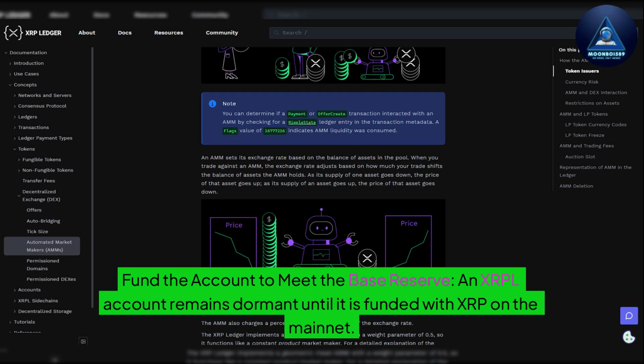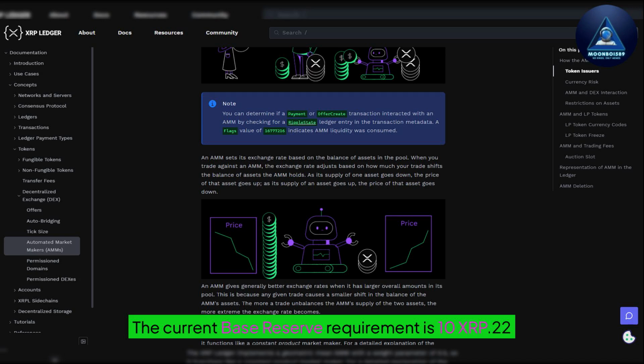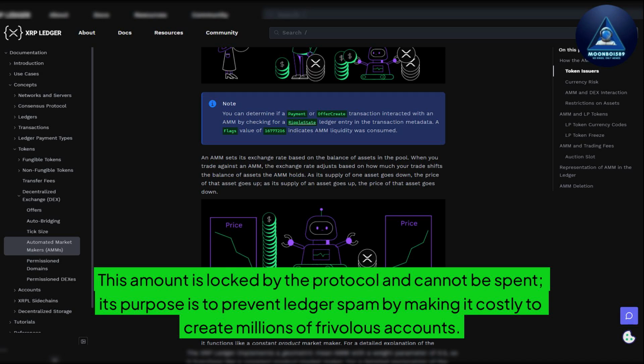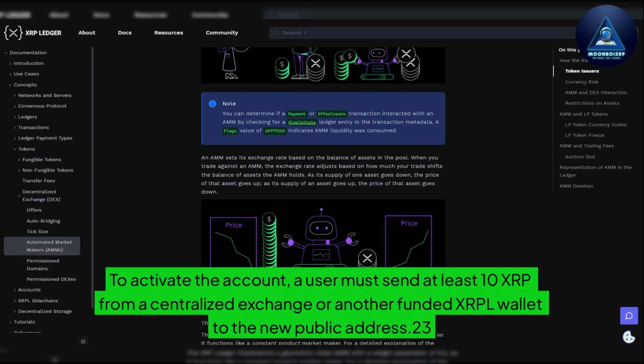Fund the account to meet the base reserve. An XRPL account remains dormant until it is funded with XRP on the mainnet. To activate the account, it must hold a minimum balance known as the base reserve. The current base reserve requirement is 10 XRP. This amount is locked by the protocol and cannot be spent. Its purpose is to prevent ledger spam by making it costly to create millions of frivolous accounts. This reserve is distinct from transaction fees. To activate the account, a user must send at least 10 XRP from a centralized exchange or another funded XRPL wallet to the new public address.